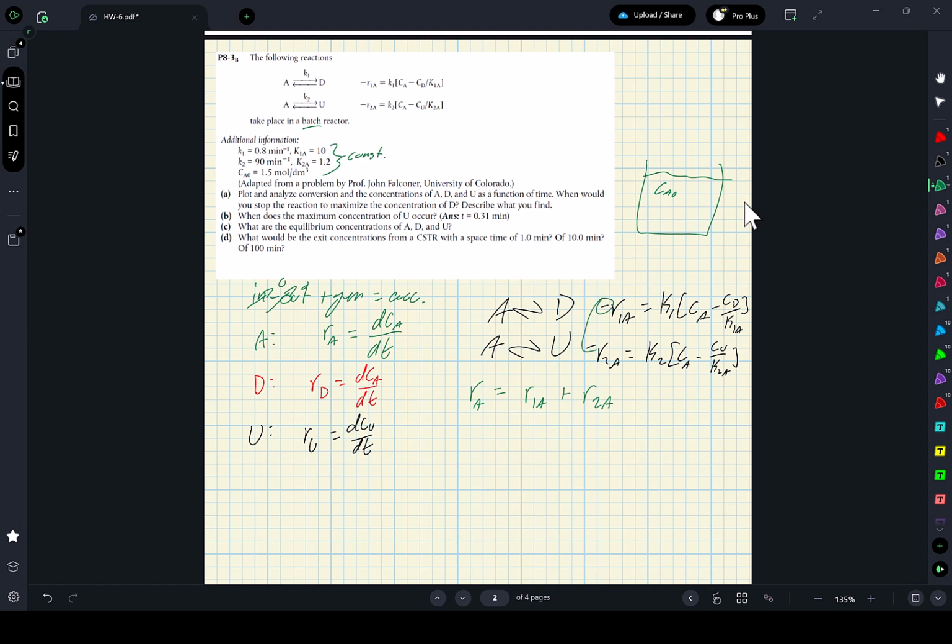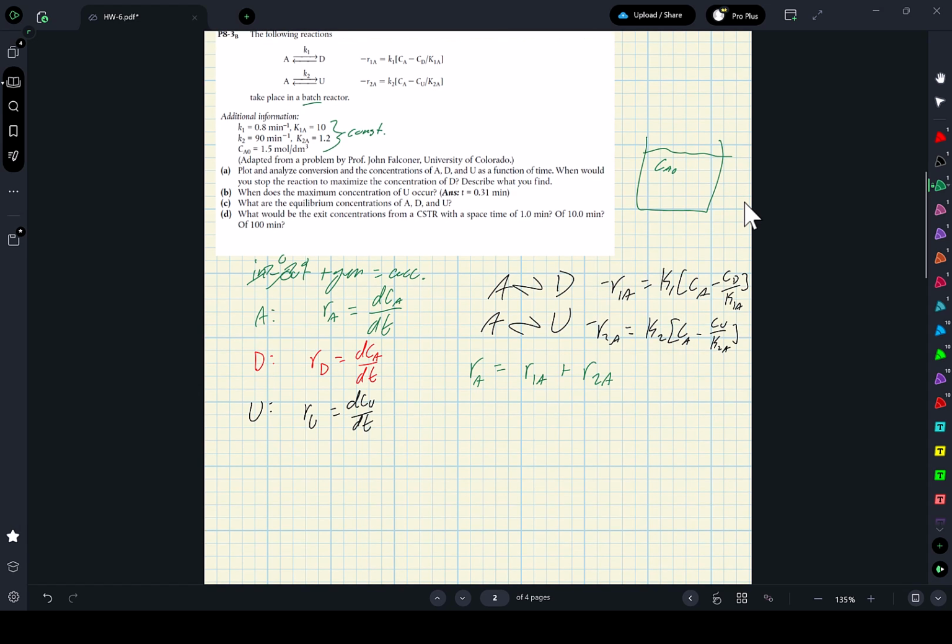I know there's negatives here. You can just distribute these negatives in and it'll give you the same. That's usually how I like to do that, but you can just do whatever method is good for you. Either one's going to give you the same answer. So we just say that the total rate of reaction of A is going to be equal to negative K1 times concentration of A minus CD over K1A.